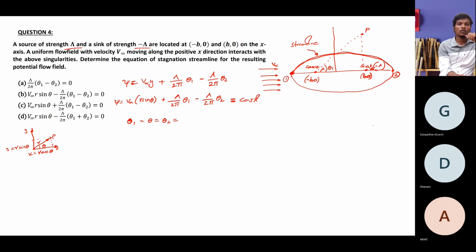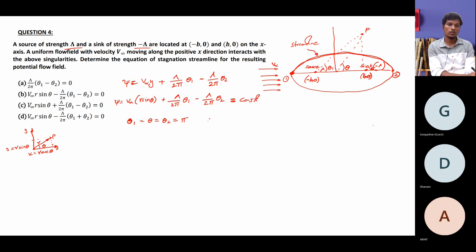I'm saying theta 1 and theta 2 and theta, corresponding to your location from the origin, I will say that is theta. So if all of these equal pi, that is corresponding to this location, theta 1, theta and theta 2 equal to pi for this first stagnation point. If you substitute these values, you will get one kind of constant.